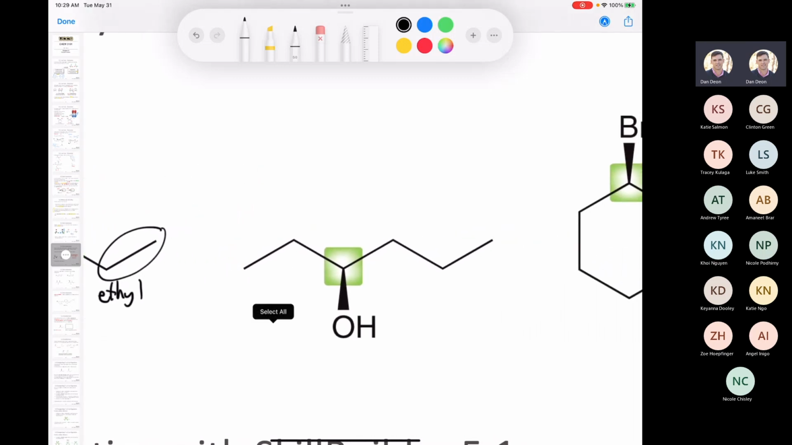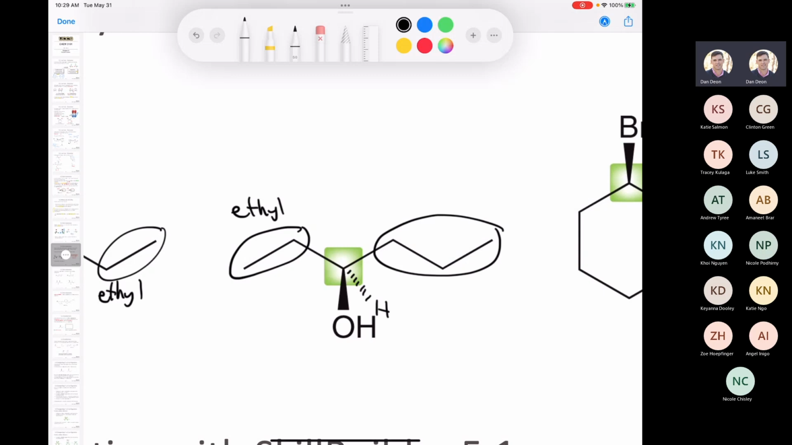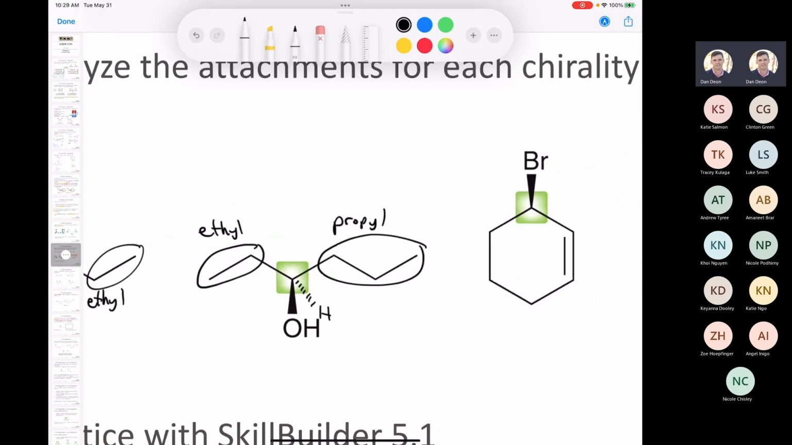The next one, we have an alcohol. Well, on the carbon highlighted in green, I have the hydroxyl, I have a hydrogen, I have an ethyl group over here, and I have a propyl group over here. Ethyl is not the same as a propyl. These are 4 unique groups, and therefore the carbon highlighted in green is a stereocenter.